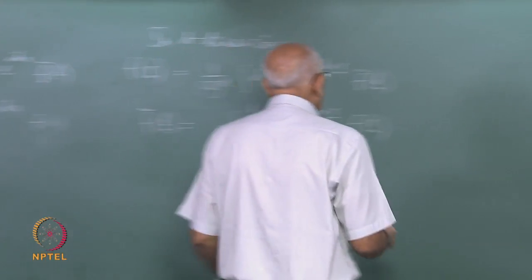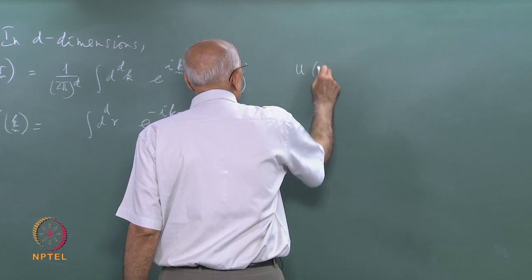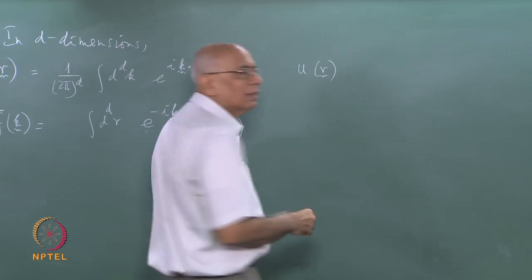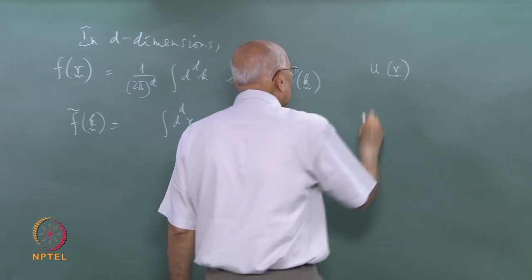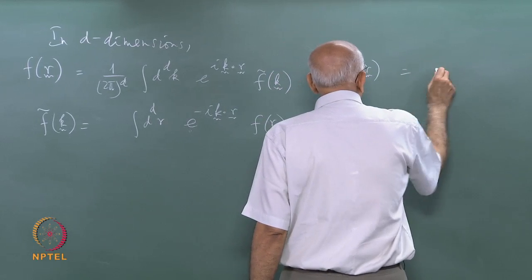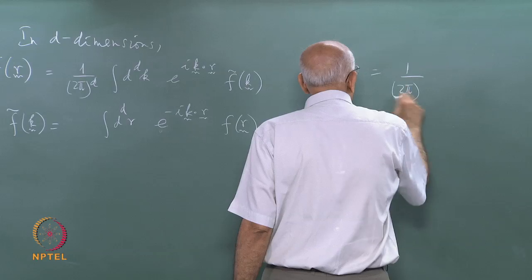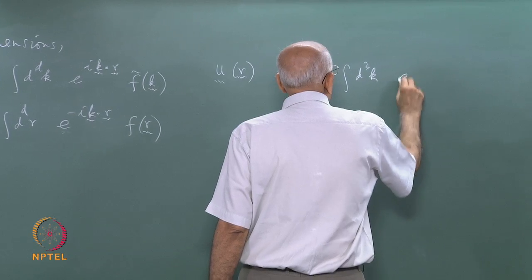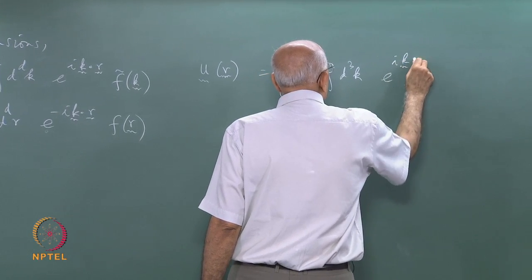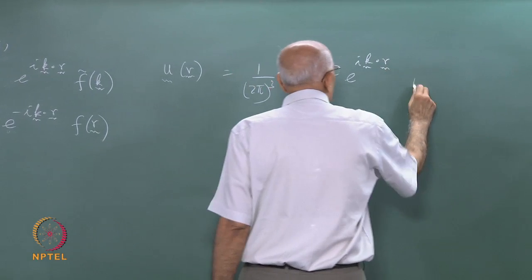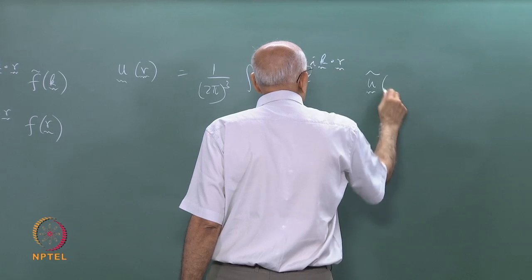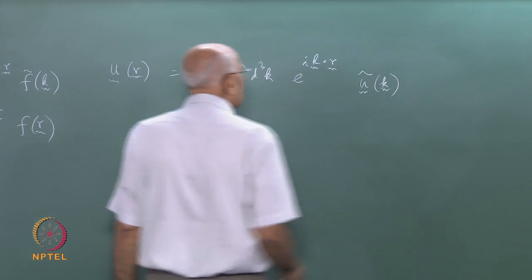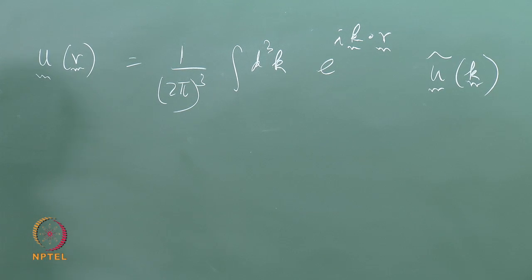So if you have, for instance, a vector field u of r, and let us do this in 3 dimensions because that is the most common example. So u of r is 1 over 2 pi cubed integral d3k e to the I k dot r u tilde, which is itself a vector of k in this fashion. Okay. So that is a Fourier expansion, and correspondingly there is an inversion formula.